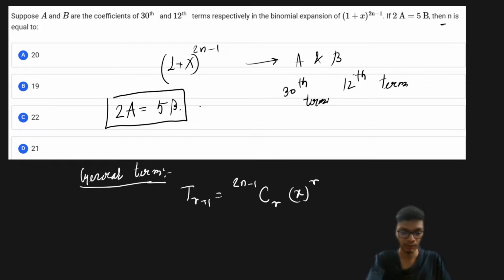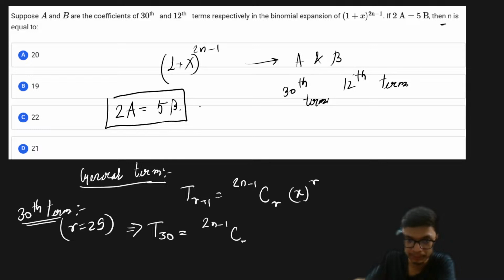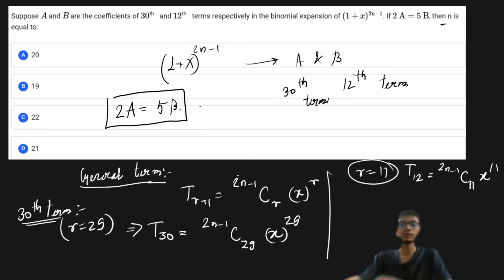Now, once we have the general term, the 30th term will be given by putting r = 29, right? So r = 29 will give me the 30th term, which is (2n-1)C29 x^29. And if I put r = 11, I get the 12th term, that is (2n-1)C11 x^11, right? Now let us proceed with this, that is, a and b are related as 2 times a equals 5 times b.